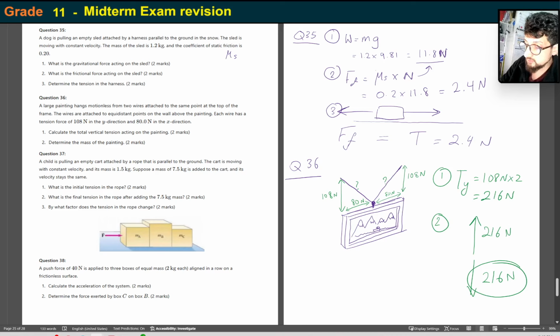So I'm going to go back to this guy here. Weight equals mass times gravity. Well, I have the weight, which is 216, and that equals mass times 9.81. So the mass is going to be 216 divided by 9.81, which is approximately 22 or 23. And that's going to be 22 kilograms.